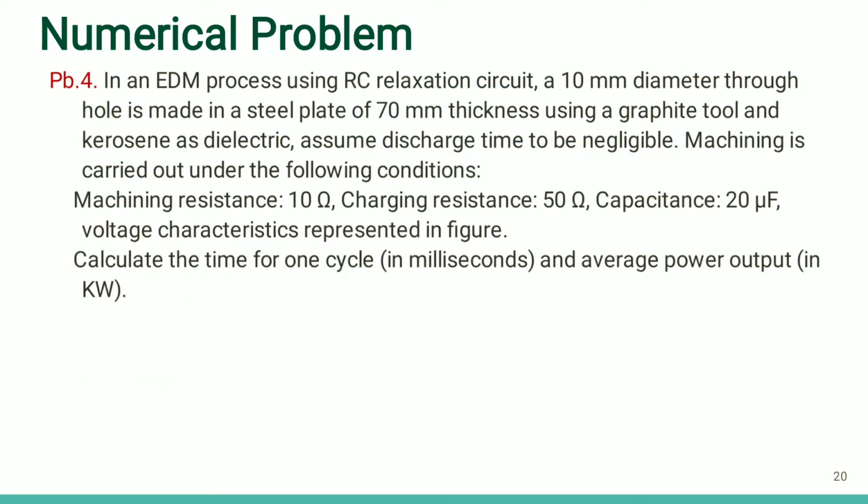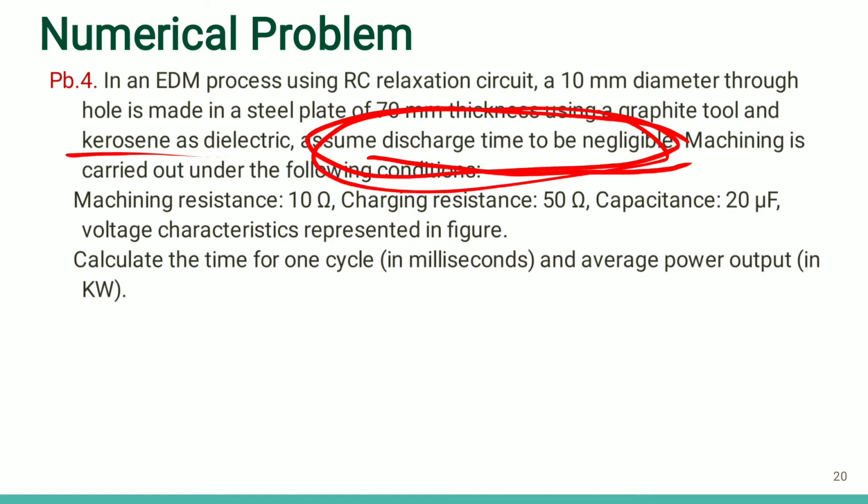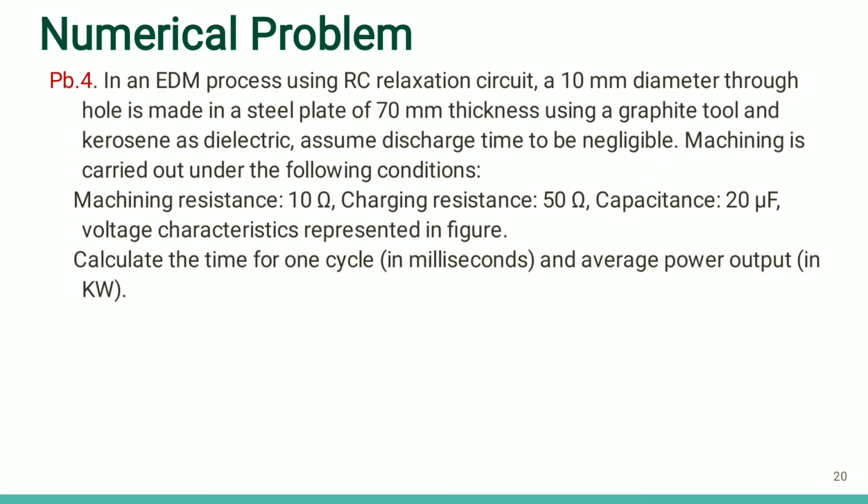Okay, next is: in an EDM process using an RC relaxation circuit, a 10 mm diameter through hole is made in a steel plate of 70 mm thickness using a graphite tool and kerosene as a dielectric. Okay, so the kerosene is given to you. Assume discharge timing to be negligible. So please keep in mind, whatever value we have to find out, we have to keep in mind that the discharge timing is 0.